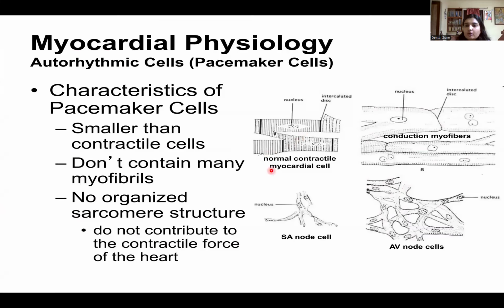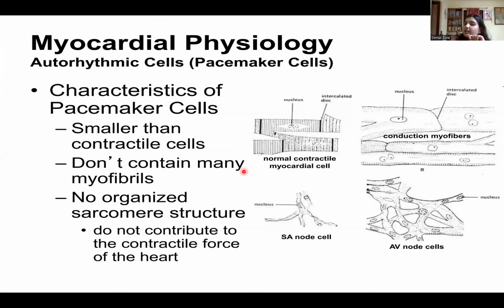So see, this is a normal contractile myocardial cell. It will have contractile myofibrils, intercalated discs, and a nucleus. In that, a sinoatrial node cell will be present, or atrioventricular node cells. Now, what are the characteristics? They are smaller than the contractile cells. You see, this is a contractile cell. You see this cell, it is so small.